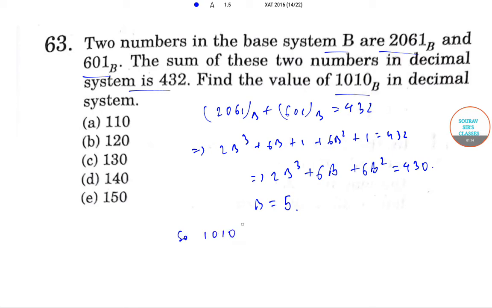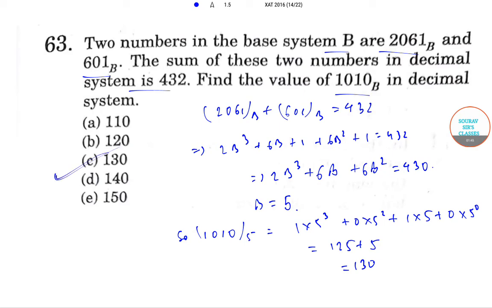So 1010 to base 5 is equal to 1 into 5 cubed plus 0 into 5 squared plus 1 into 5 plus 0 into 5 to the power 0, which gives us 125 plus 5, that is 130. So option C.